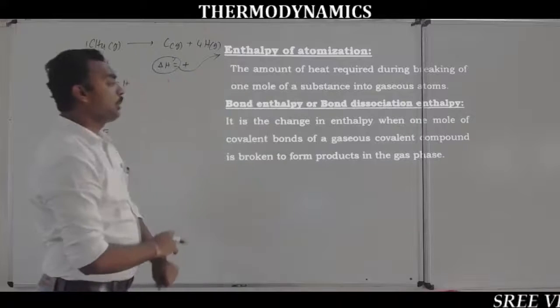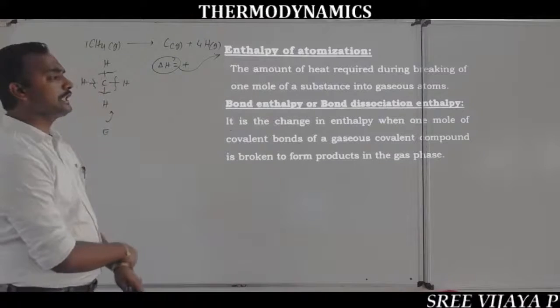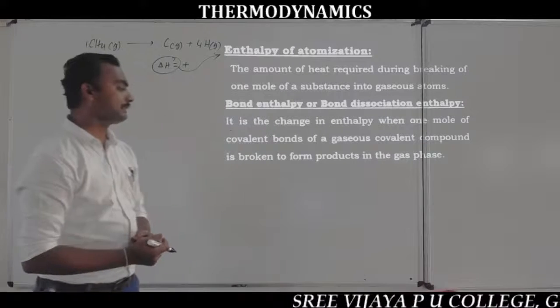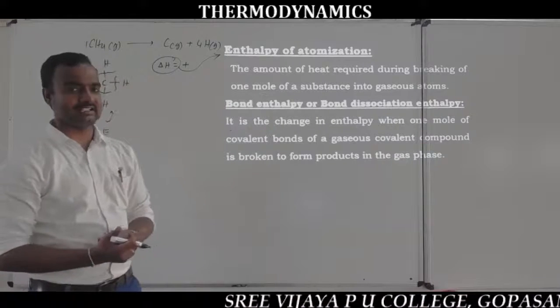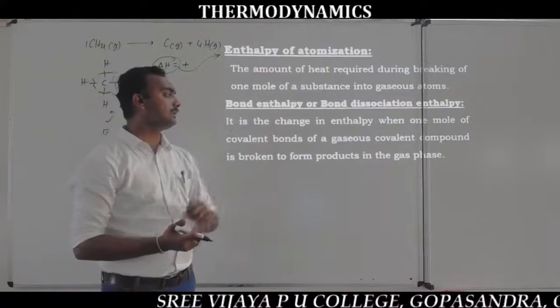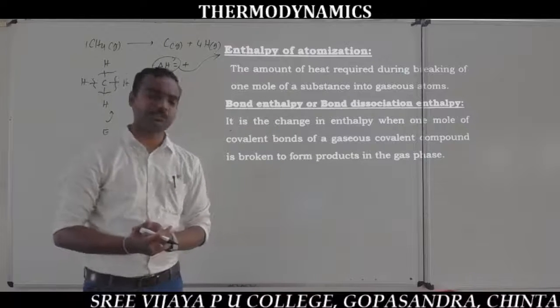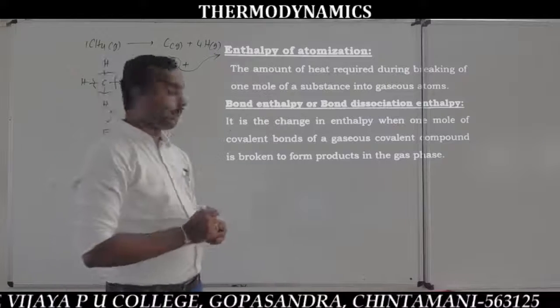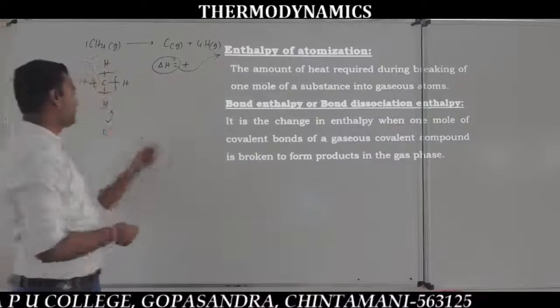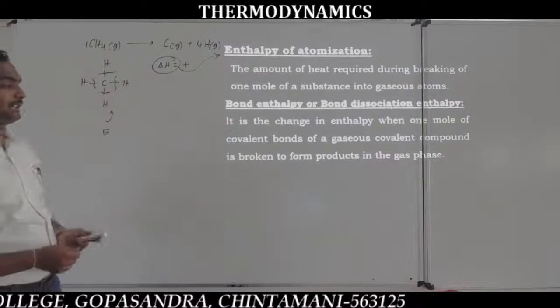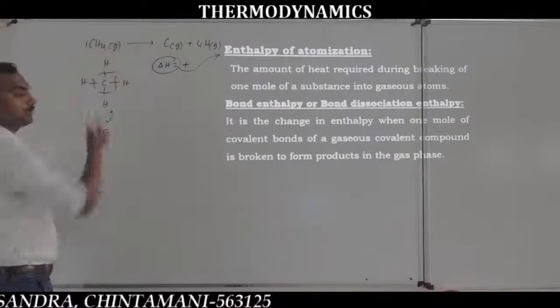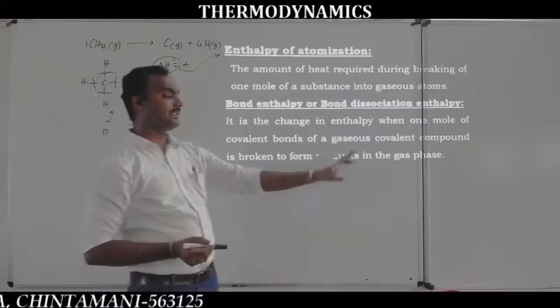So next one is bond enthalpy or bond dissociation enthalpy. That is the change in enthalpy when 1 mole of covalent bonds of a gaseous compound is broken to convert into products in the gaseous state. That is bond enthalpy or bond dissociation enthalpy. Again, the change in enthalpy when 1 mole of covalent bonds of a gaseous covalent compound is broken into products in the gaseous phase.